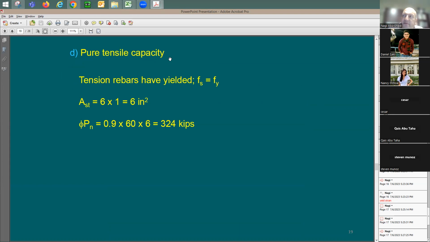Pure tensile strength or capacity, you just take AS, here's AS, times F sub Y, yield strength, times the phi factor 0.9. Now I'm done with this.